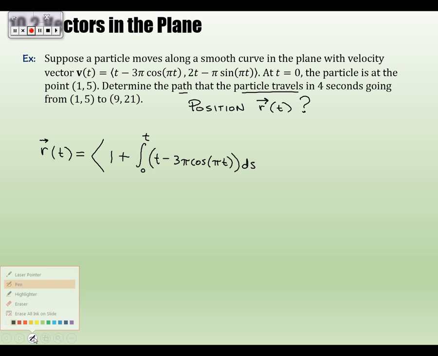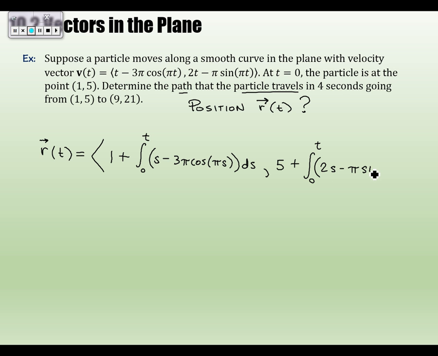Here, let me actually use s's in here. We're using dummy variables here. Comma, same thing, except with 5 here. The y-coordinate is 5 plus however y changed. All right, and there it is. That's the answer.